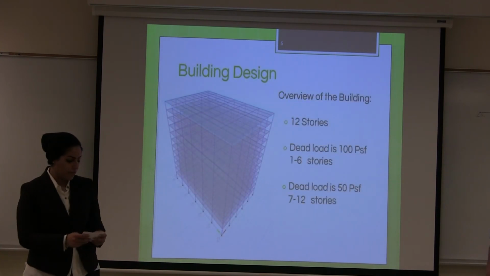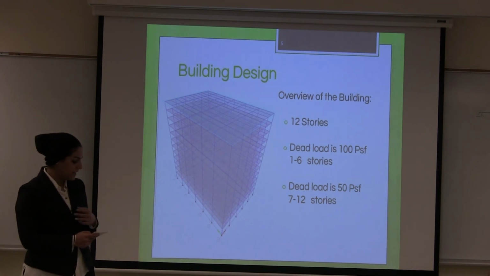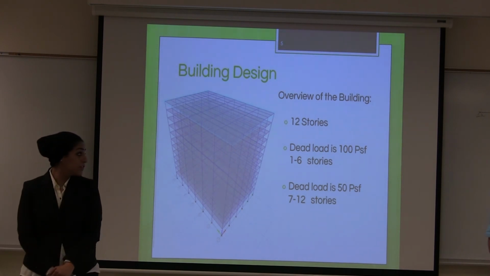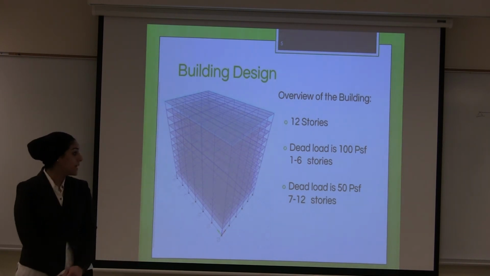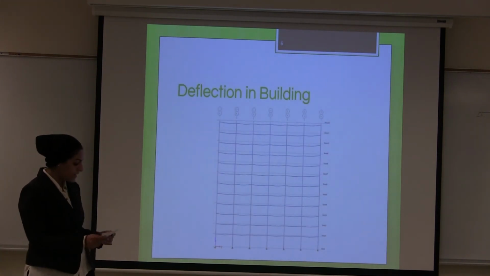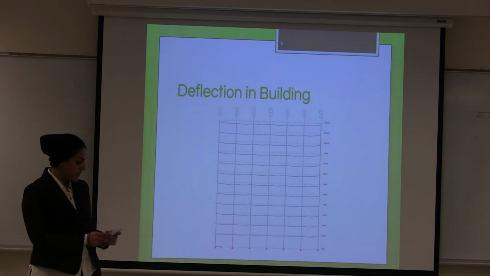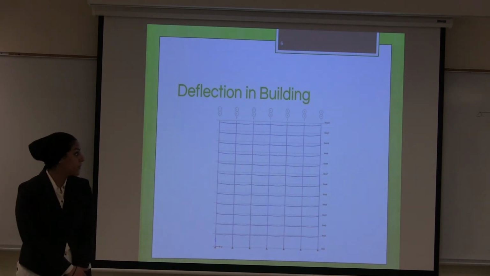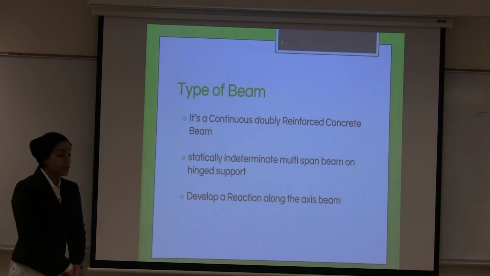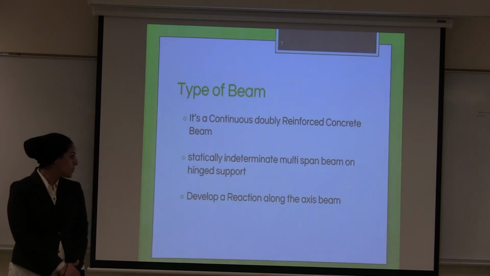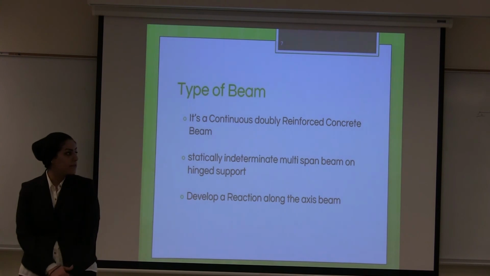Here is our overview of the beams, girders, columns, and ETABS. We have our 12 stories, with stories 1 to 6 at 100 PSI for the dead load and 7 to 12 as Andrew said earlier. Here we have the deflection in our beams. After the loads have been applied in the program ETABS, we have a typical moment of 12 in the first 5 floors. The typical beam is a continuous doubly reinforced concrete beam, statically indeterminate, multi-span, with hinge support, and the developed reaction on the axis beam.